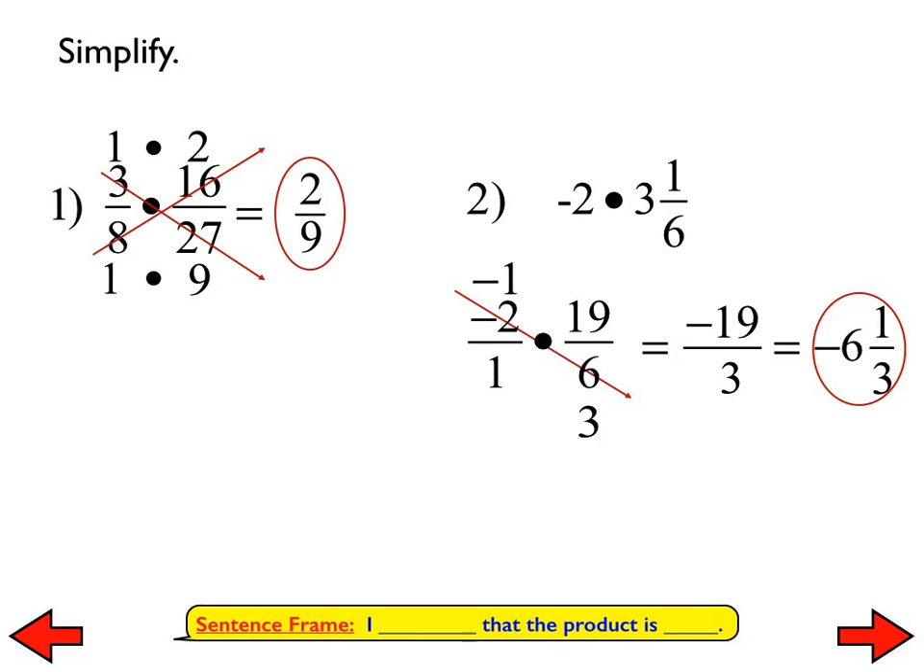All right, here's what I want you to do. I want you to do number 3 and number 4, and then we're going to check both of those with our shoulder partner.